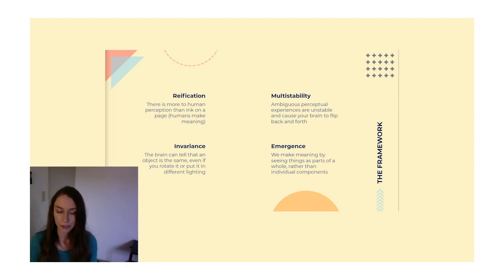And then the last principle in this framework is emergence. Basically, the idea here is that we make meaning by seeing things as parts of a whole rather than just seeing them as parts. So there's a big relationship between reification and emergence. Again, the idea is that you're not just going to be looking at the actual representation. You're going to try and make meaning out of that representation by grouping the elements together.